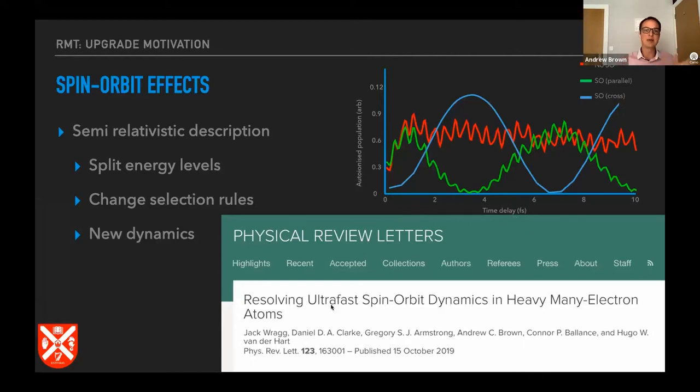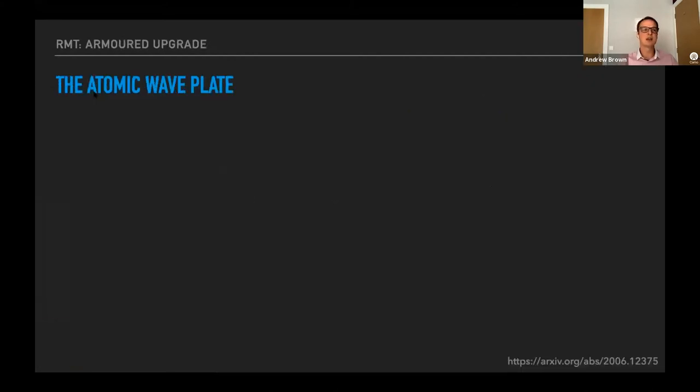So I can't really explain more what that's about because we don't have time for the details, but you can check out that paper. I think it's a good indication of the kinds of things we can do with this method. But I want to spend my last couple of minutes just talking about these recent results, which I have dubbed the atomic wave plate, which is a slightly more catchy name than the very elongated title in this arXiv article that we've put up.